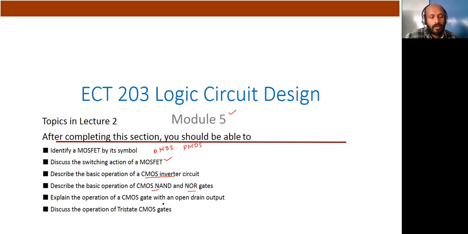And after that, we will discuss two modifications of this CMOS structure, known as open drain output configuration and the tri-state CMOS logic. Mainly this module is discussing the CMOS logic family and its features.